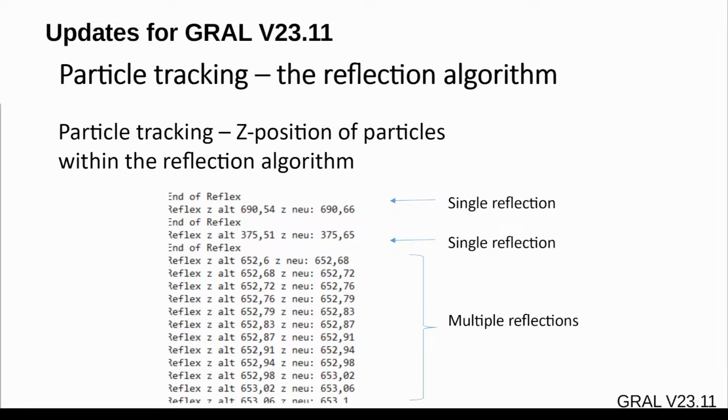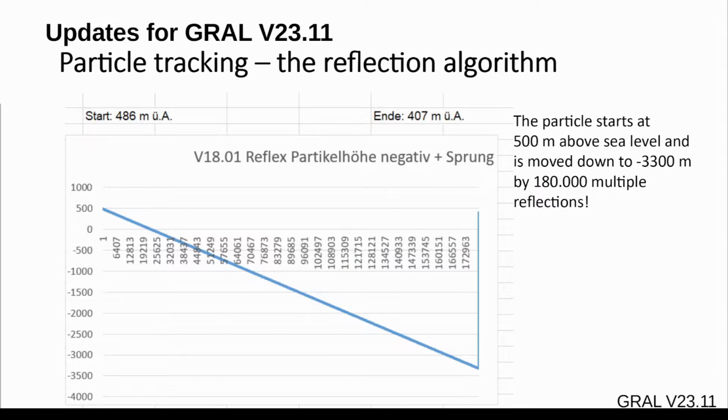reflection algorithm. We found multiple reflections of single particles which caused several hundred, sometimes several hundreds of thousands of loops within the reflection algorithm. Here we see an extreme example with 180,000 reflections within the reflection algorithm. This particle starts at 500 meters above sea level. This is an example with terrain, and it is moved down to minus 3,300 meters by 180,000 multiple reflections. That was really a surprise.